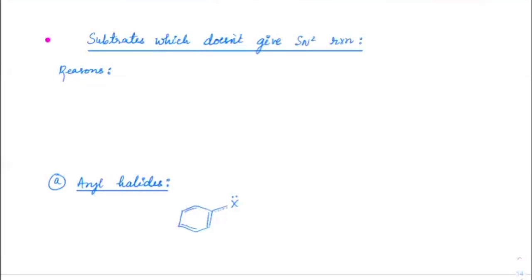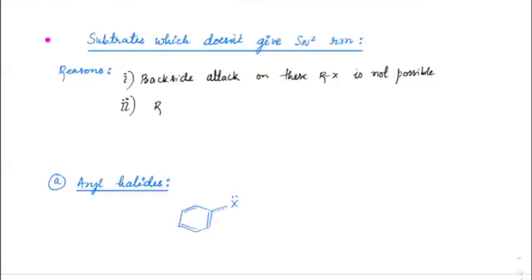So let us start with that list first. The cases where SN2 will not happen. If you see, there are two main reasons for SN2 not to happen. First reason could be backside attack. Which means if there is any interference in the backside attack, then the reaction is not possible. For some reason or other, if backside attack is not possible, that is one very important reason for not giving the SN2 reaction.